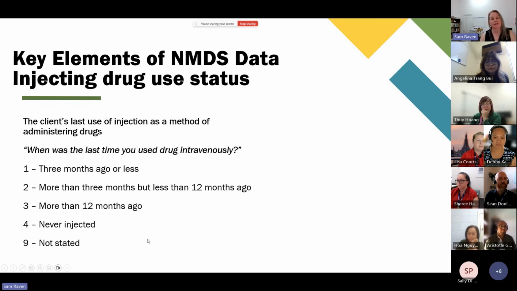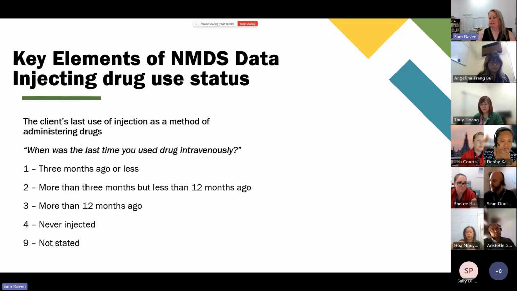The next key element is around injecting drug use status. So it asks about the client's last use of injection as a method of administering their drugs. So the easiest way to ask that question is, when did you last use drugs intravenously, or when did you last inject? And the options there are 3 months ago or less, more than 3 months but less than 12 months, so sometime in the last year, more than 12 months ago, or they've never injected, or they've not stated.